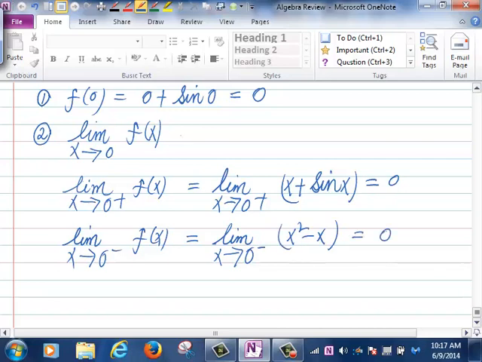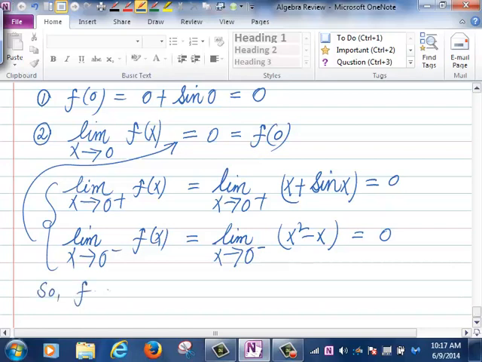So then we know that these two together give me 0 for this limit, which is the same as f of 0, right? So f is continuous at 0.